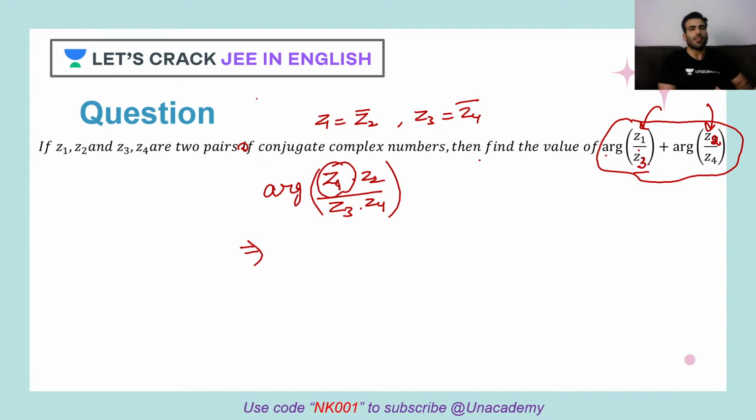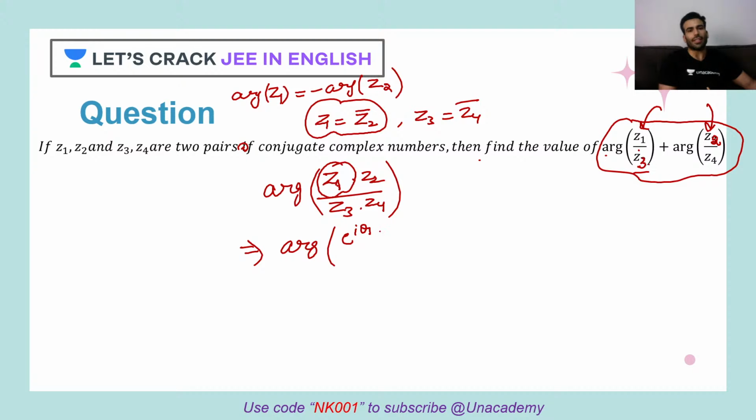There is a very standard relation. If two conjugate numbers are there, then the relationship between their arguments is that the argument of Z1 will be equal to minus times the argument of Z2. Why? Because both are conjugate to each other. If I use the Euler form, Z1 is e raised to iota theta 1. So this Z2 is basically the conjugate of Z1, so e raised to minus iota theta 1.